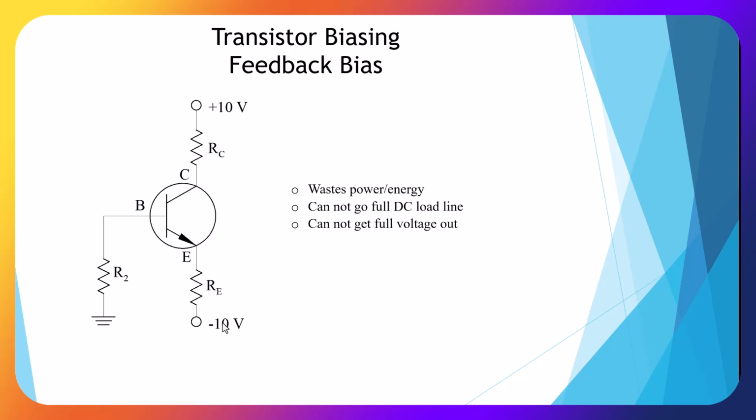And we have a minus voltage on our emitter and a plus voltage on our collector, and our base is grounded through our resistor. This one wastes power and energy, cannot go to full DC load line, and we cannot get full voltage out.